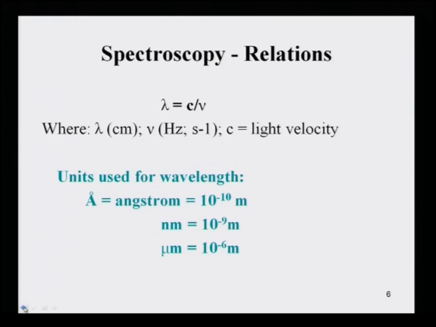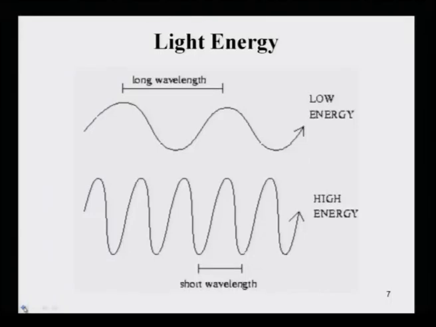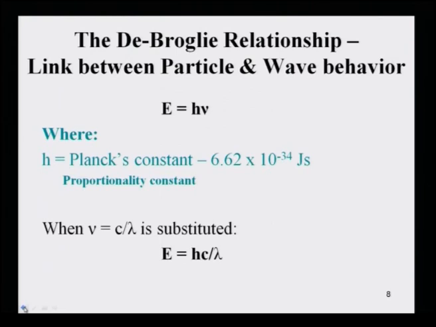So, these are certain relationships which I wanted to make very clear to you, because time and again we will be referring to angstroms or nanometers, and one should know where it stands on a meter scale. Now, light could have a longer wavelength, but that longer wavelength light will have low energy, or it may have shorter wavelength and the light will have higher energy. The De-Broglie relationship linking particle and wave behavior should also be understood, because whether it is a particle or a wave must be understood very clearly.